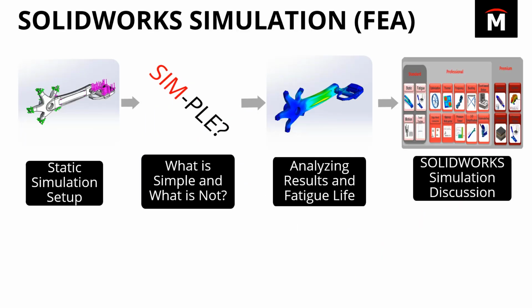So in order to do this, we're going to go through a little process. So very first, we're going to look at a simulation setup in Solidworks Simulation. And then we're going to talk a little bit about this static study, what was simple and what may not be simple. Then we'll look at some of the results, see what this company can analyze about this crankshaft, and then we'll talk about Solidworks Simulation. Then after that, we'll talk about some of the higher level products.